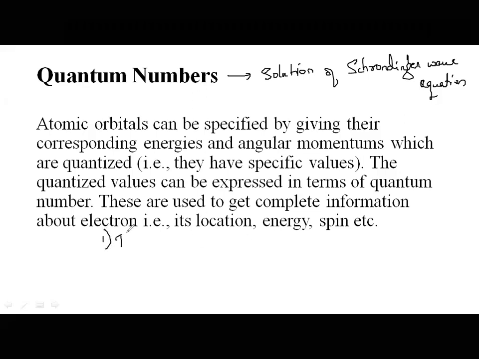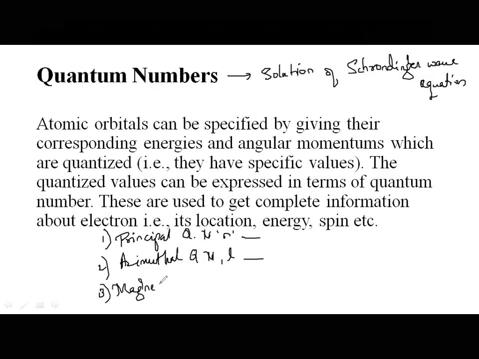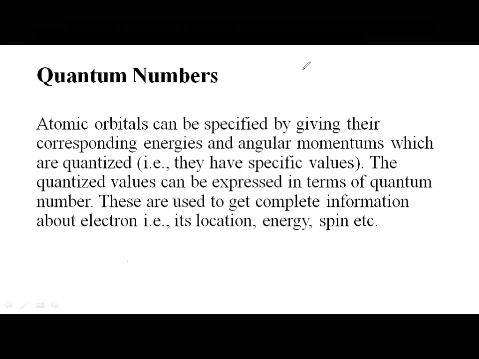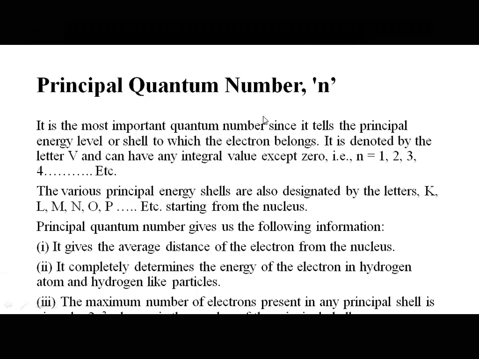We have the first quantum number, the principal quantum number, denoted by small n. It tells us about the energy. The azimuthal quantum number, denoted by small l, tells us about the shapes of the orbitals. Then we have the magnetic quantum number, denoted by m. It tells us about the orientation. So these three are obtained from Schrodinger. The fourth one is the spin quantum number, denoted as s. The spin of the electrons is told by it. Yes, okay.